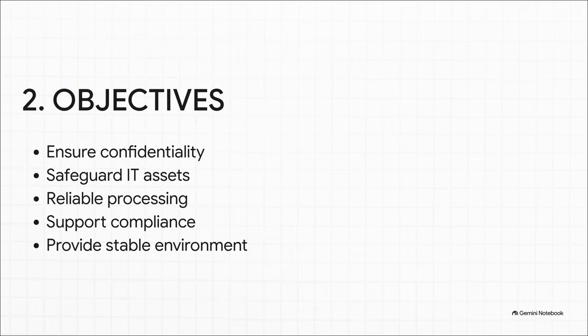Let's look at Heading 2, Objectives. We have 5 main goals here. Ensure confidentiality, integrity, availability. Safeguard IT assets. Ensure reliability of processing, support compliance, and provide stable environment. Now, how practical is this? Well, safeguarding IT assets is literally as straightforward as making sure you lock the server room door to prevent unauthorized physical access. It's simply the physical manifestation of a digital goal.